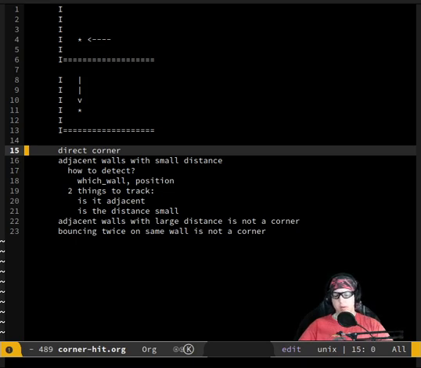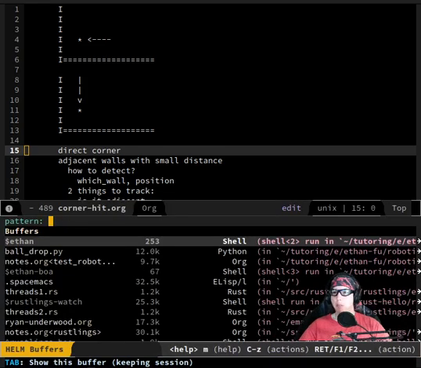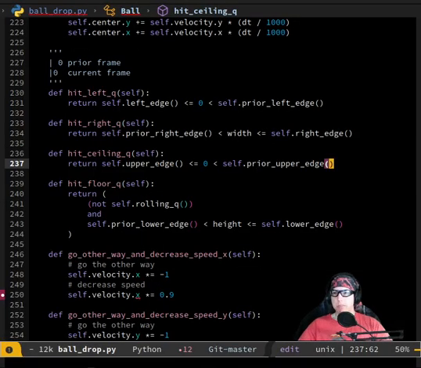What should we do? I think we're still stuck on the corner problem, right? Yes. What do you want to do about that? I know we decided that there are two things to track. When a ball hits another wall, was that wall adjacent to the wall it just hit? And is that distance small? Yeah. How should we do that? I am not exactly sure.